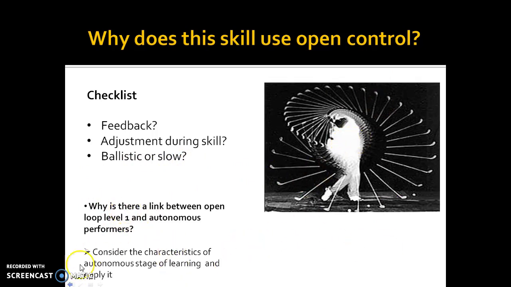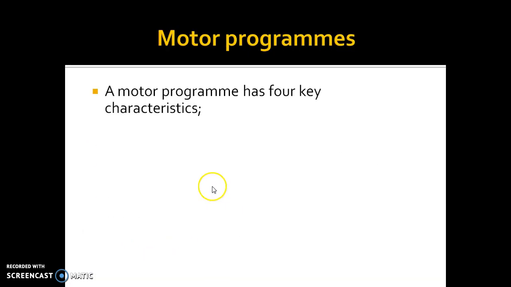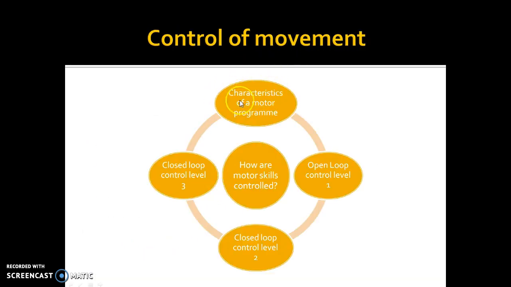I've put this little bit here: why is there a link between open loop level 1 and autonomous performers? This is something we'll have a look into in lessons. Your core note should consist of characteristics of a motor program, key trigger questions, which should be on the side for your individual questions. Open loop control level 1: you should be able to talk about F, A, B, feedback, adjustment, ballistic or slow, and you answer those questions.